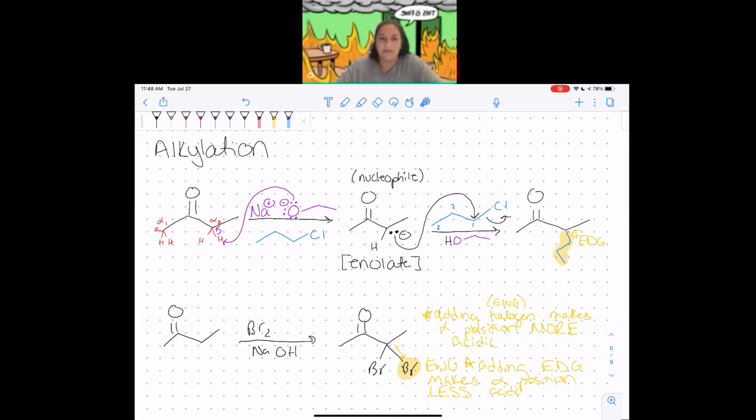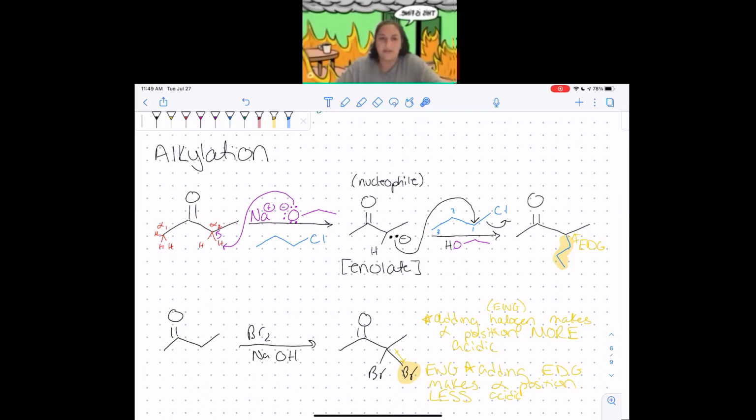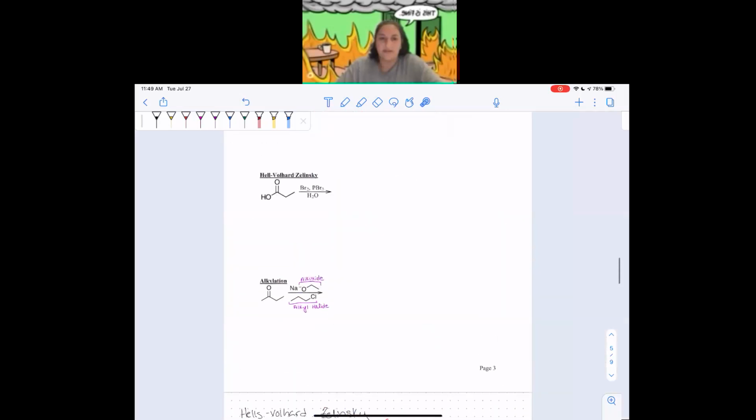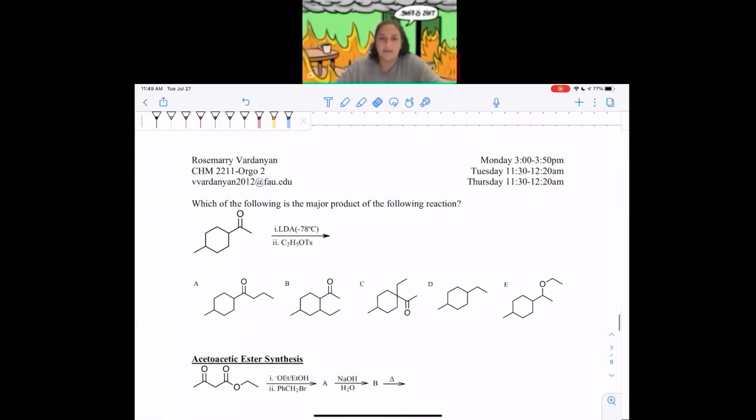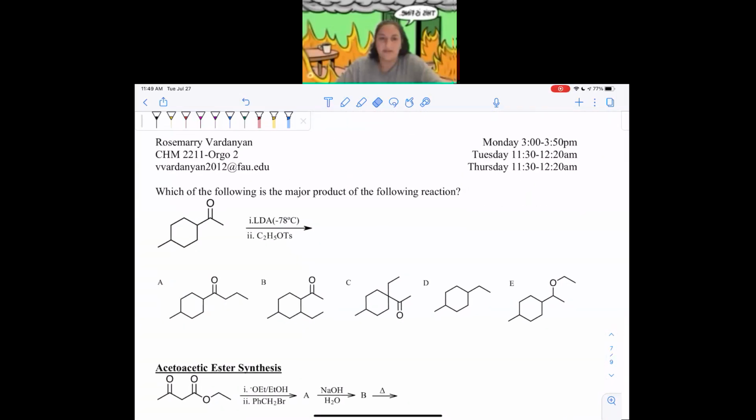So does that sort of make sense so far? Yes? Okay, cool. So let's go back up here. Oh, just kidding. We finished that page. Here it is. So let's do a problem. Does anyone have any idea what LDA is?